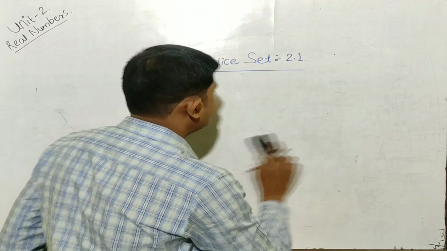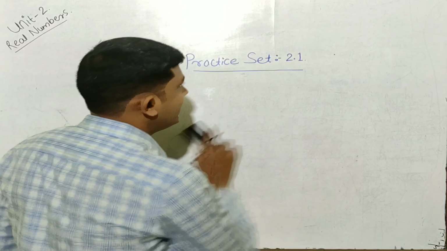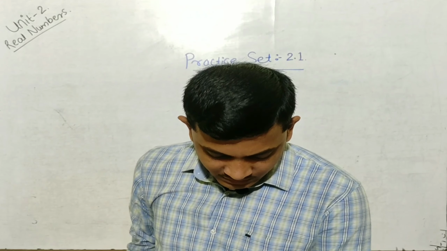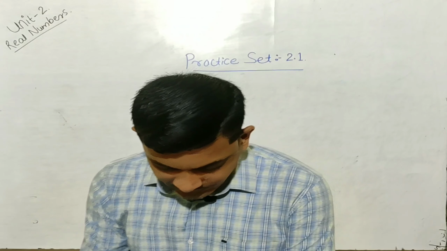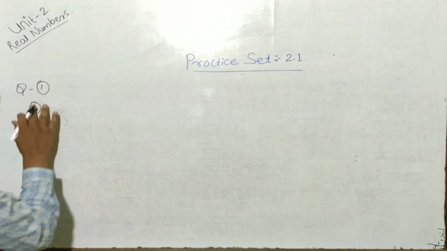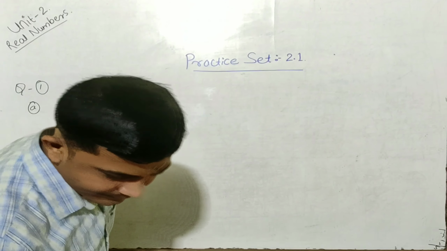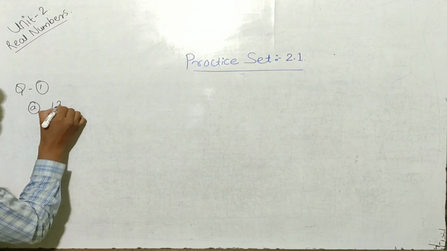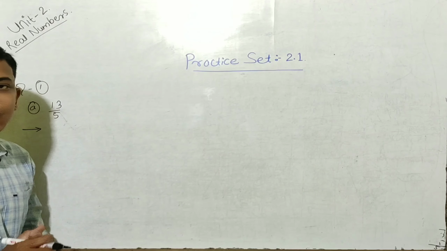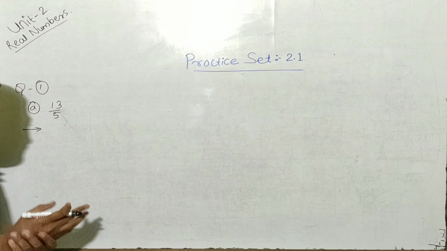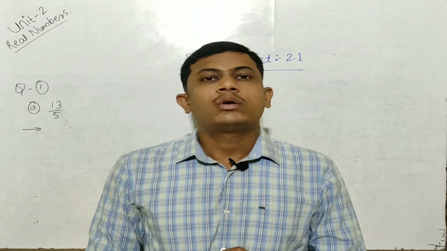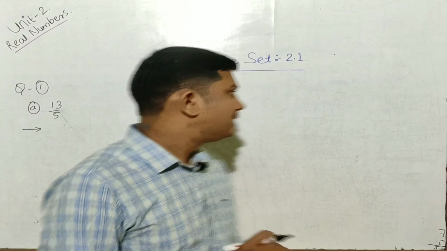So let's start the practice set 2.1. First question is, classify the decimal form of the given rational number into terminating and non-terminating recurring types. Question number 1, sub question A, 13 upon 5. You have to identify whether this rational number is terminating or non-terminating. So what we have discussed is, if the prime factors of the denominator are in terms of 2's or 5's or both 2 and 5, then it is a terminating one.